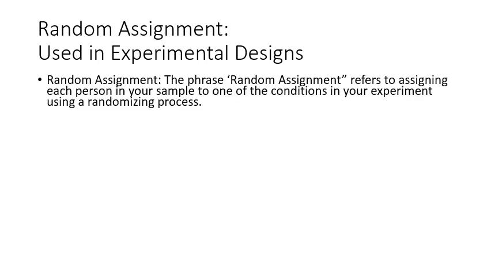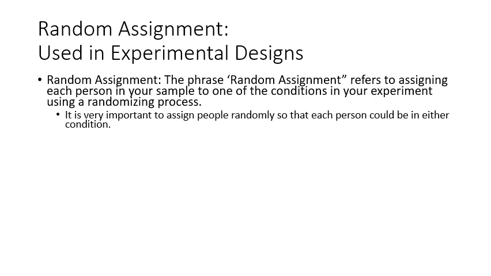So in experimental designs, we use random assignment, and that's different from random selection or random sampling. In random assignment, we select a sample and then use a random process to assign each person in that sample to one of the conditions in your experiment. It's really important in an experiment to randomly assign people. That means each person could either be in condition A or condition B. There's no pre-planning. No one can ask to be in a certain condition.